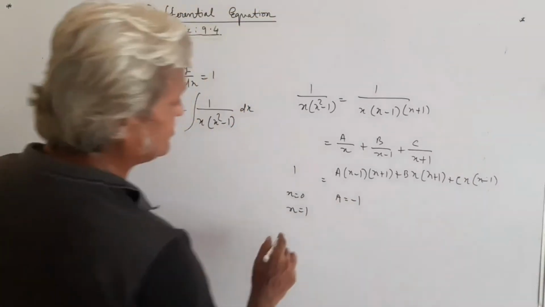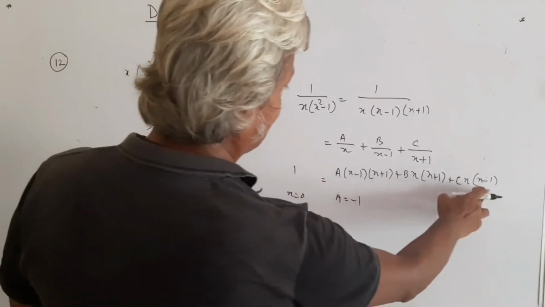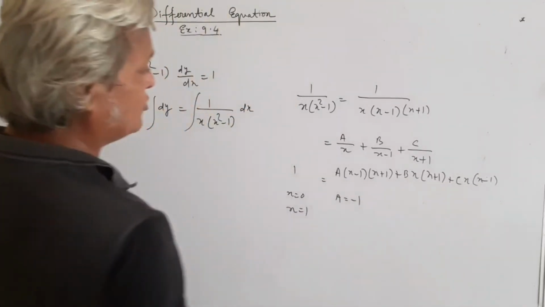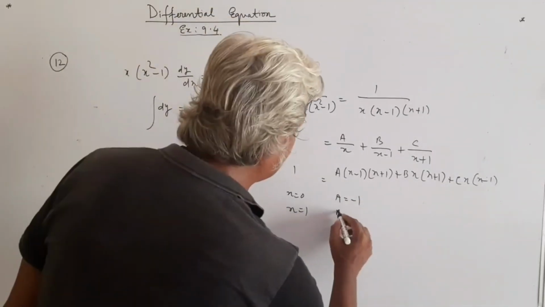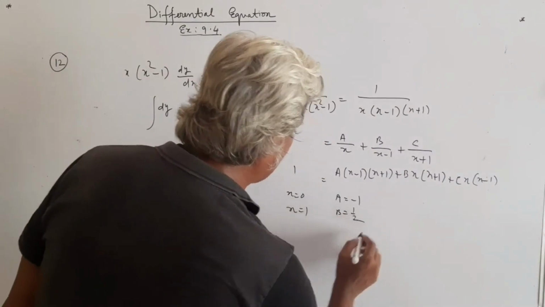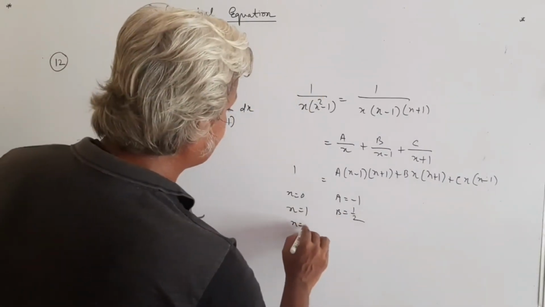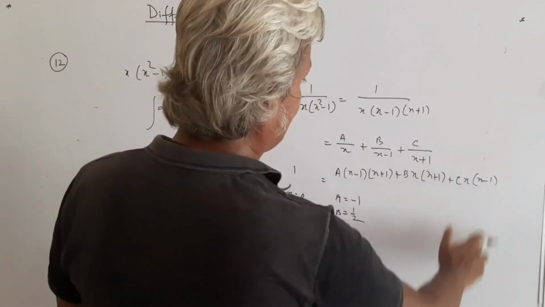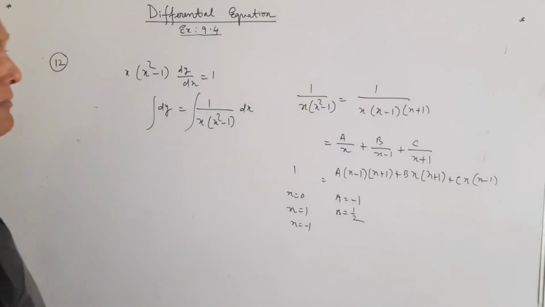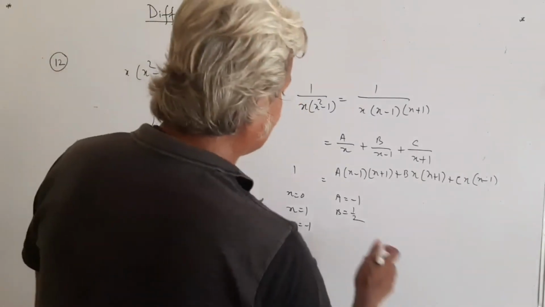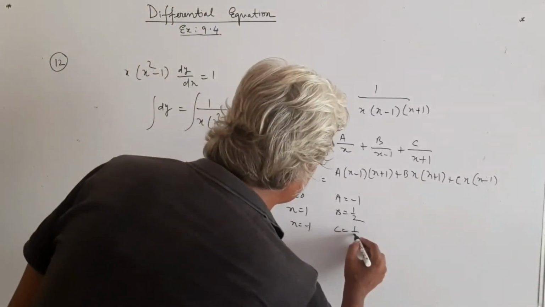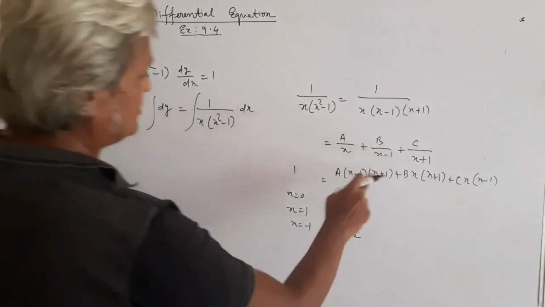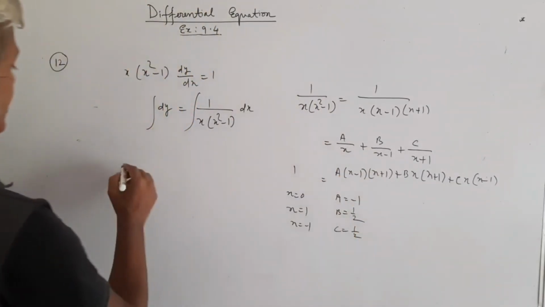If you write x as 1, then 1 minus 1 vanishes, the x minus 1 term vanishes, and 1 and 2, this is 2, b is 1, so b is just half. If you write x as minus 1, then this part vanishes, this part also vanishes, and this minus 1 is minus 2 multiplied by minus 1 becomes 2, so c is also just half. So this expression becomes a, that is minus 1.